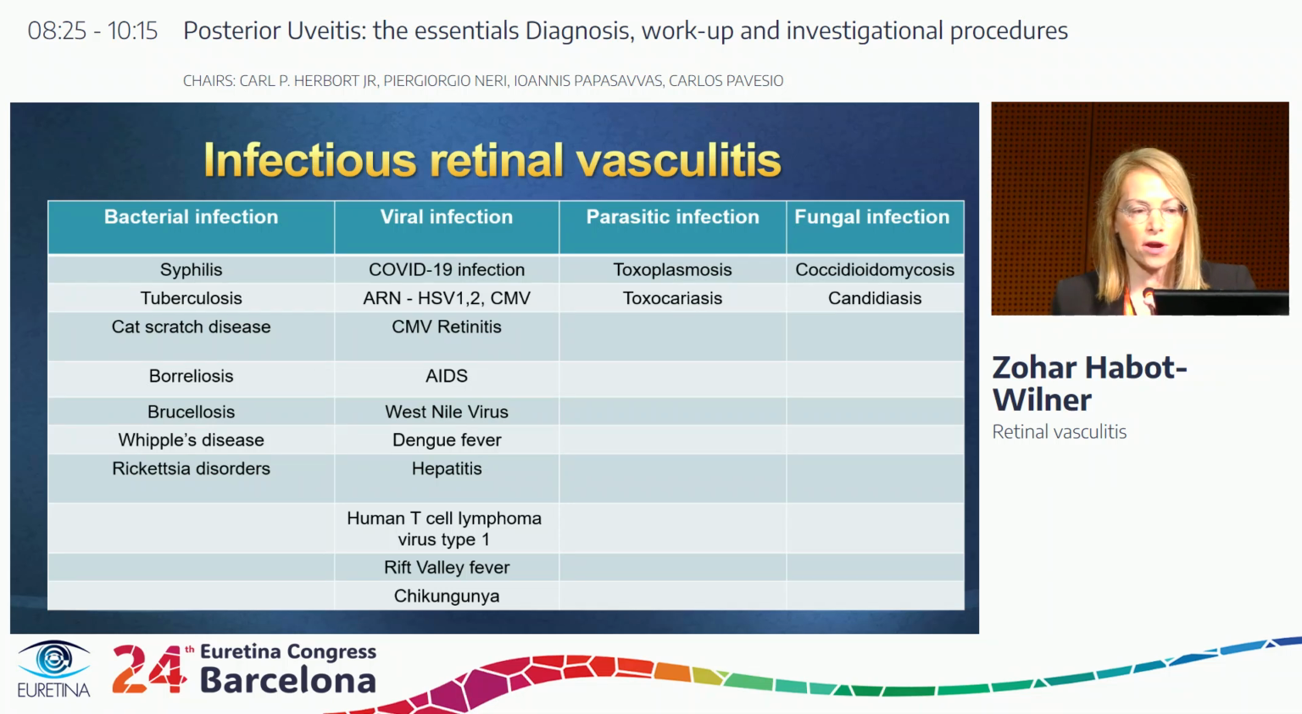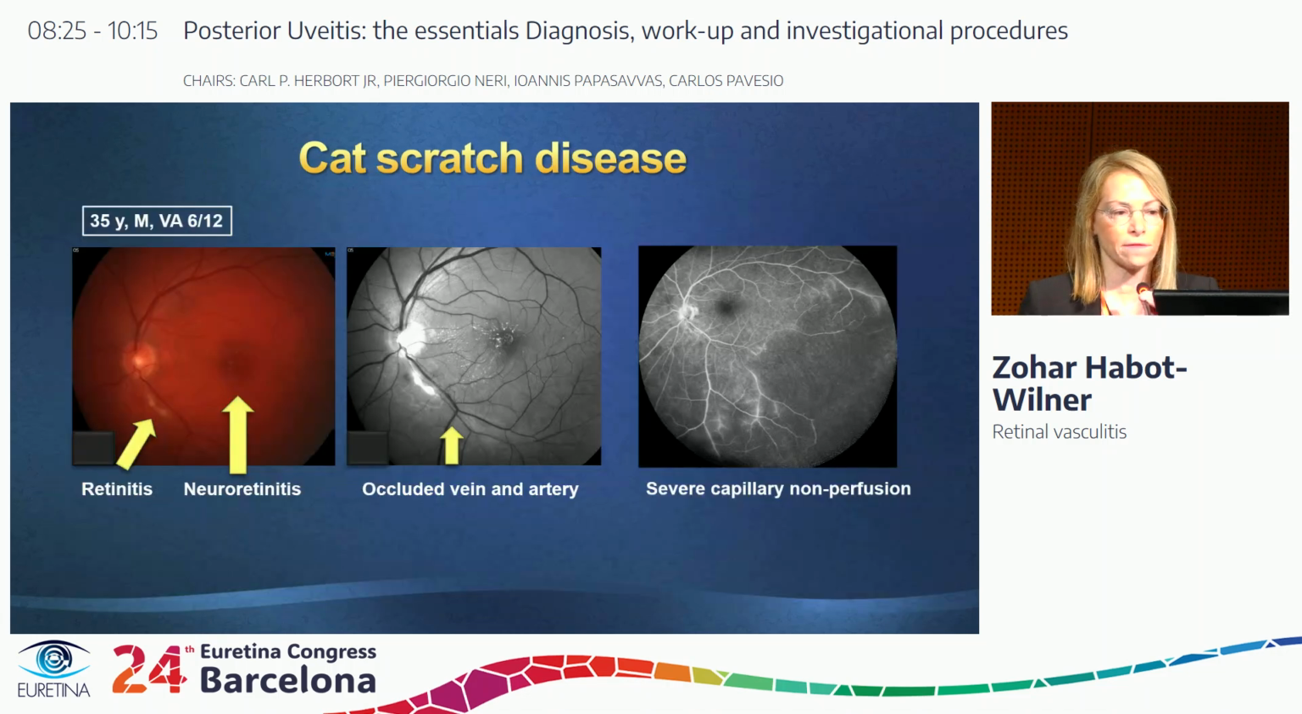There are various infectious diseases that may cause retinal vasculitis. And these include lots of bacterial infections, as we all know, like syphilis, TB, cat scratch disease, borreliosis, and more. Viral infection, and recently we all know about the COVID-19 infection that also caused retinal vasculitis, in addition to herpetic diseases and more. Parasitic infection, and the most common is toxoplasmosis, and also some fungal infection. And these are some cases of my patients.